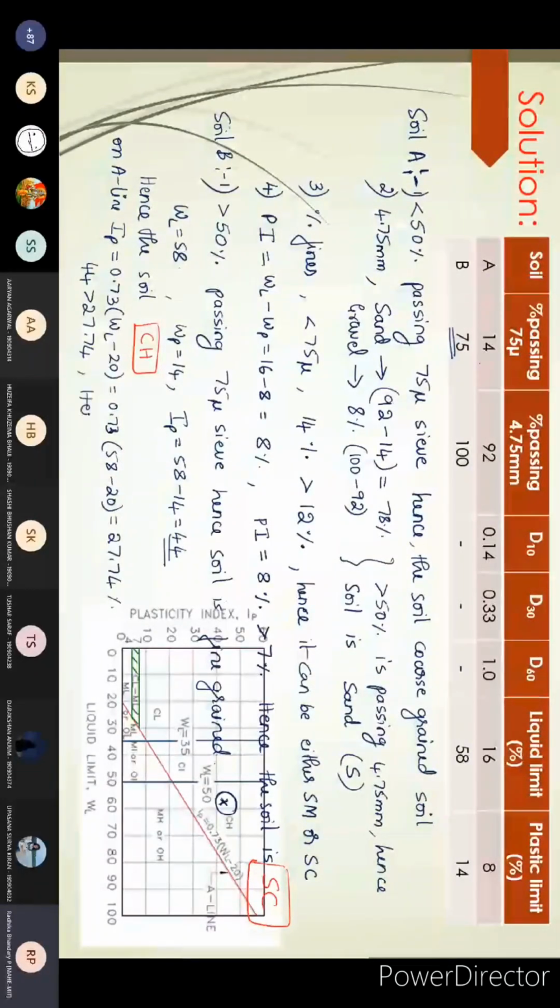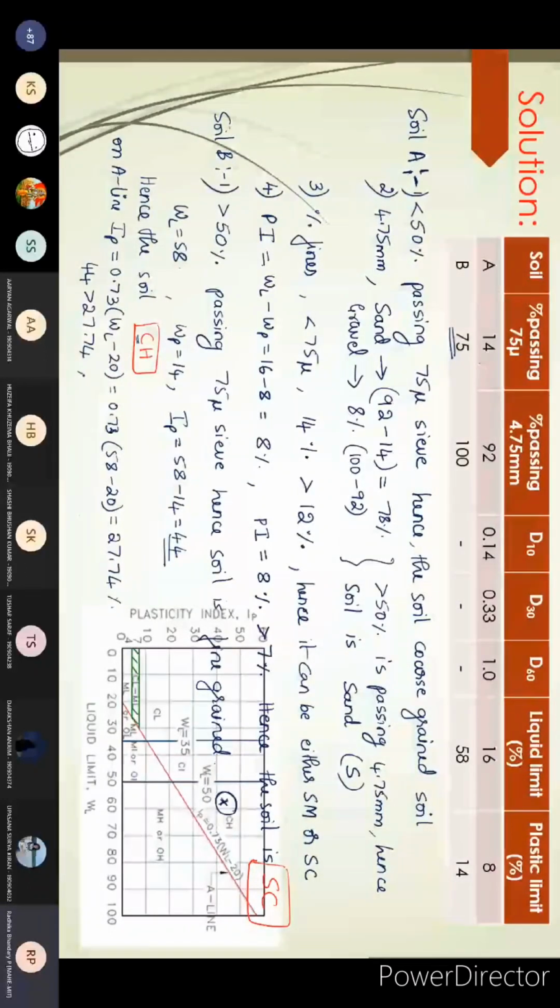Hence, it is H. So from this you know that it is H, correct? High plasticity. How will you know whether it is C?